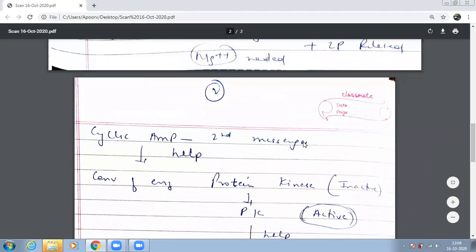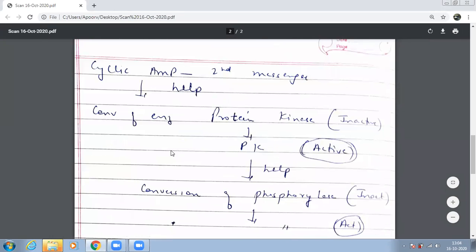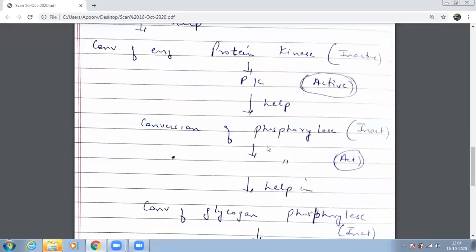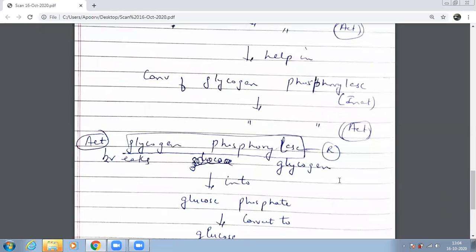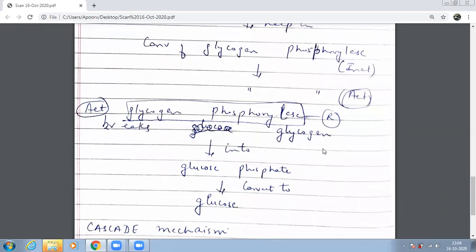Now, the cyclic AMP will act like a second messenger. This will help the conversion of an enzyme, inactive protein kinase, into active protein kinase. Active protein kinase will help in converting inactive phosphorylase into active phosphorylase. This active phosphorylase will help in converting glycogen phosphorylase into active glycogen phosphorylase. And last, glycogen phosphorylase will convert glycogen into glucose phosphate and glucose phosphate into glucose.